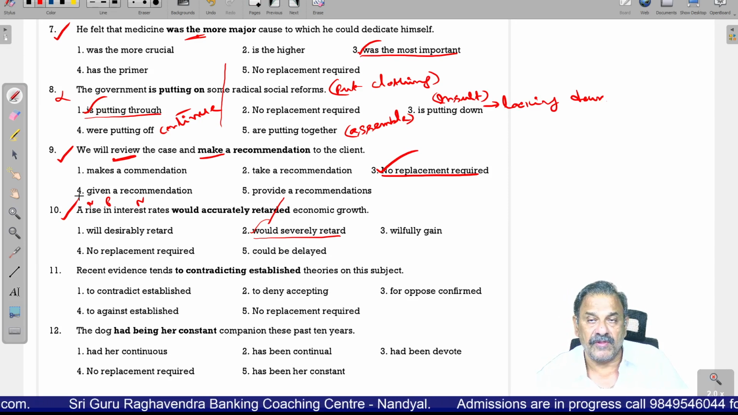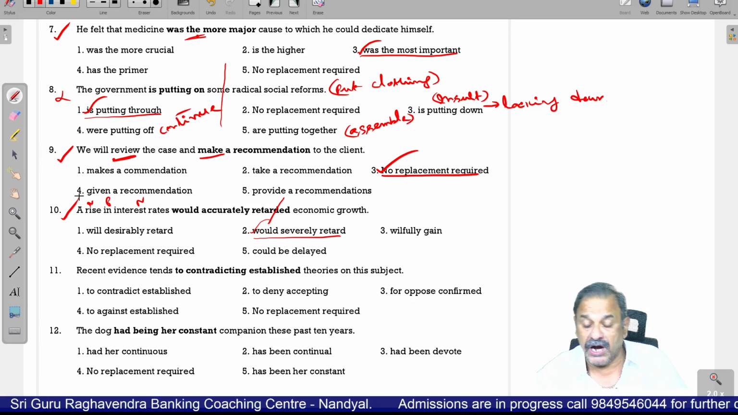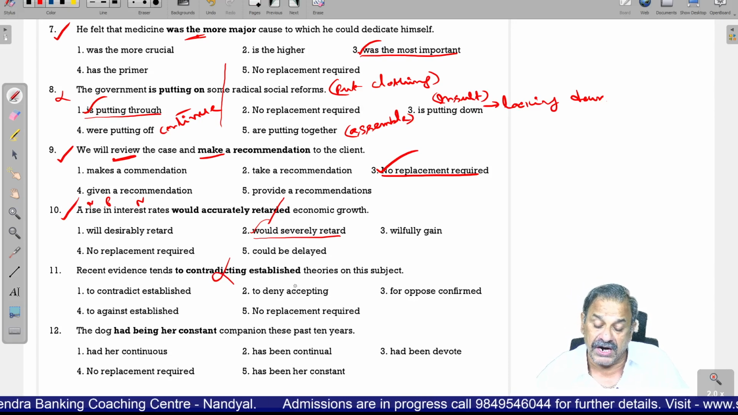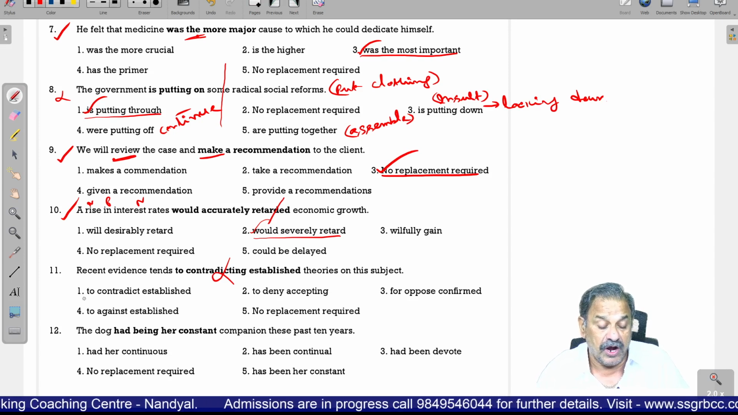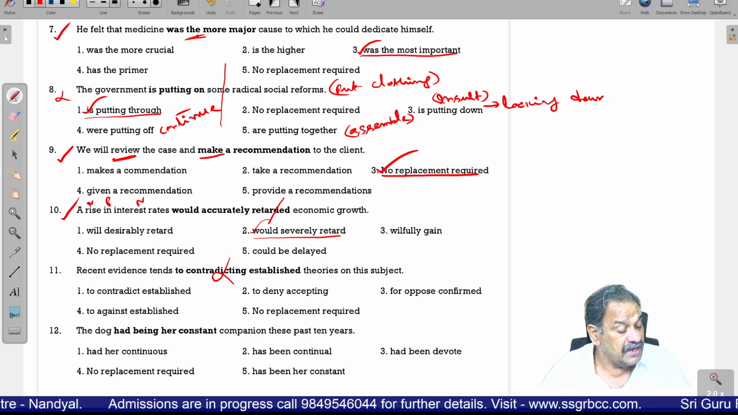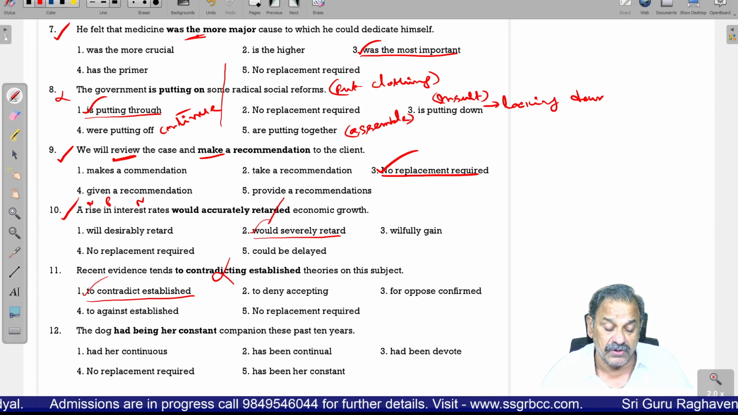Recent evidence, singular, tends to. After to, we have to use the first form of the verb, to contradict. To contradict established theories. So automatically the first one is correct.